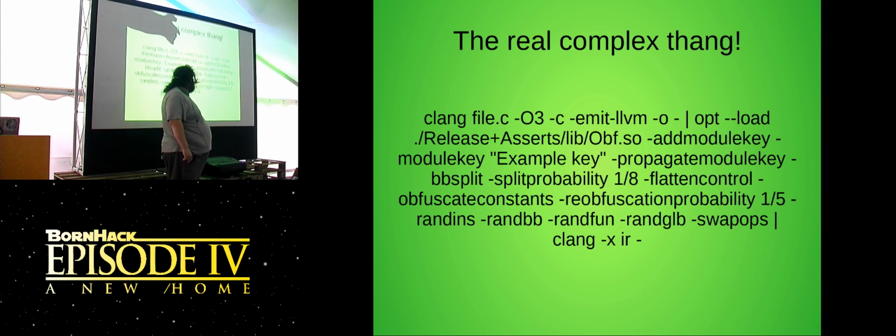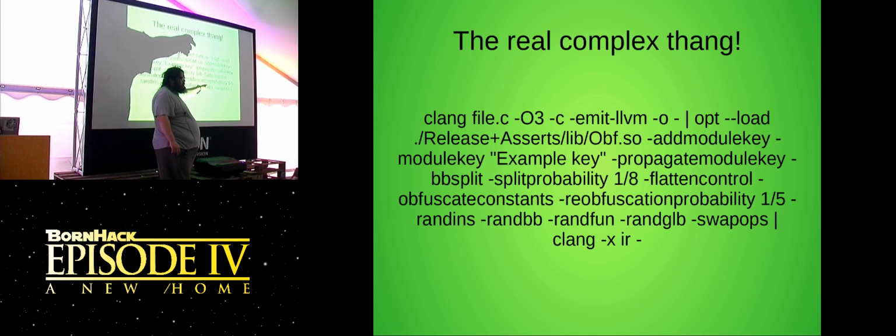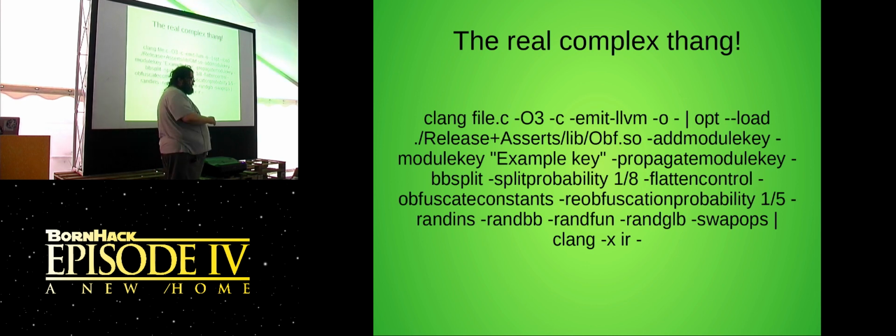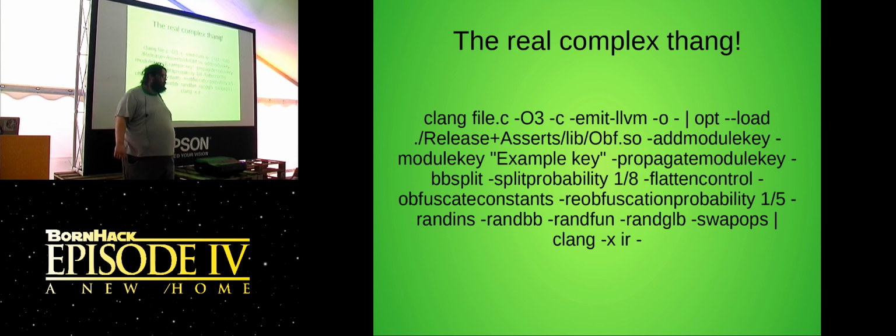Then we apply the split transformation, and as you can see, there is a probability of 1 to 8. Then we do the control flattening transformation, and we do that before the constant obfuscation because the control flattening will generate a lot of new constants that we want to actually obfuscate later. The probability of obfuscating constants, as you can see, is a lot lower than 1 to 2, because if it's higher than or equal to 1 to 2, you might end up with a very large stack, and eventually your compiler will crash. And finally, we do the randomization functions because they are really, really simple to do, and they don't have any prior dependencies. And finally, we just compile the resulting code.